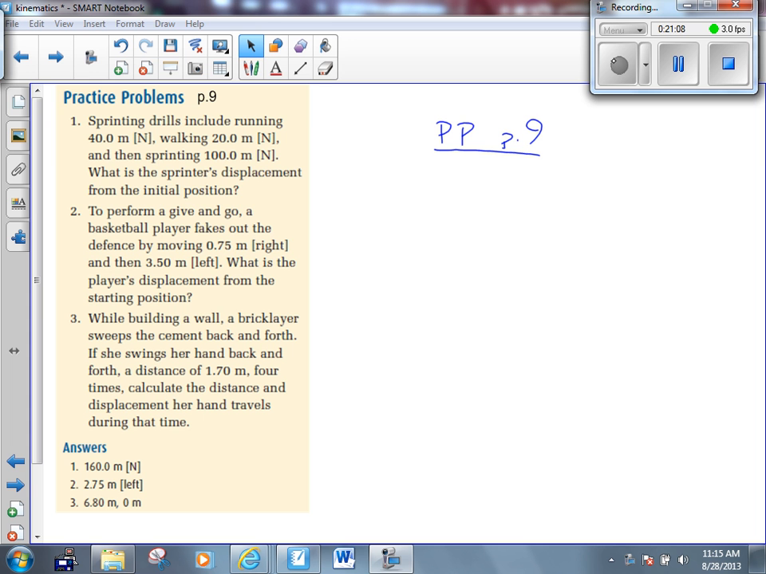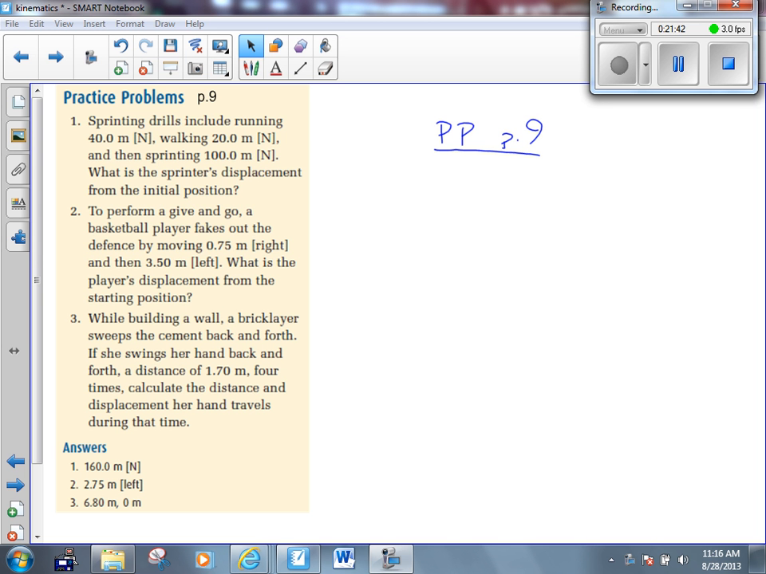All right, let's take a look at question number 3 here. If there's any other questions, just ask me, okay? Not that you necessarily struggled a whole lot with number 3 and getting the answer. I just want to go through it real quickly so that we can see exactly how we get the answer, just so that, again, we're not just getting an answer. We want to know why we're getting an answer. It says, while building a wall, a bricklayer sweeps the cement back and forth. If she swings her hand back and forth a distance of 1.7 meters 4 times, calculate the distance and displacement her hand travels during that time.